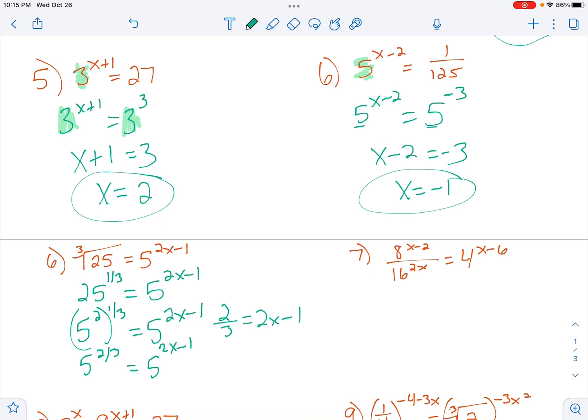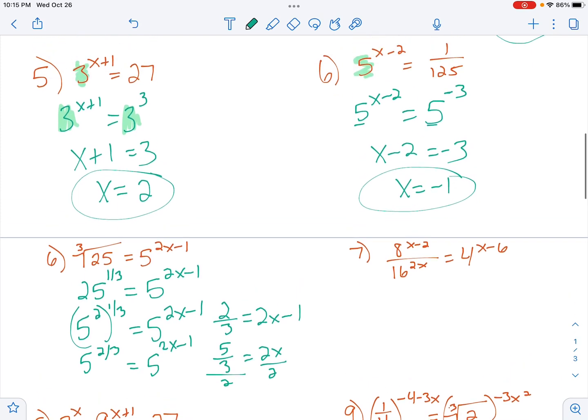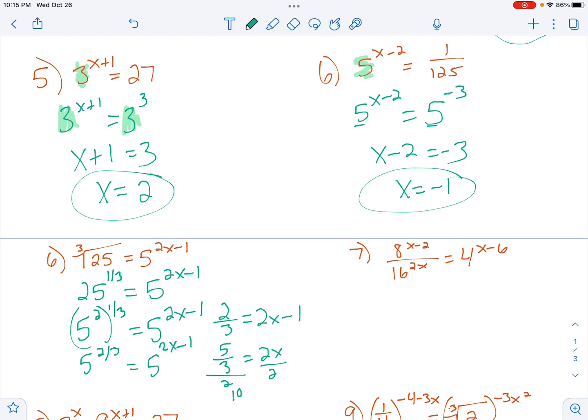If I add 1 to each side, that would be 5/3. And then divide, which would really come out to be 10/3 equals x. See if you can get number 7 to have all the same bases. So go ahead and pause the video, use everything that you know about exponents, and simplify that one down.